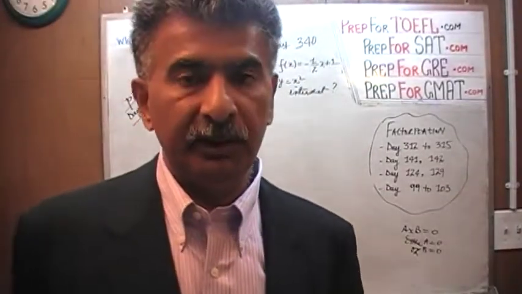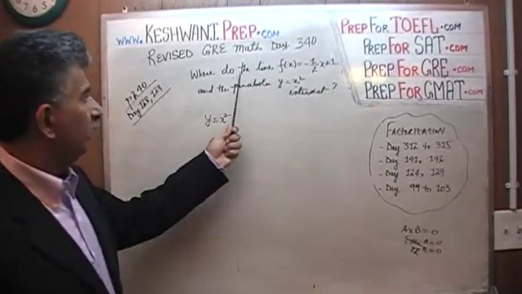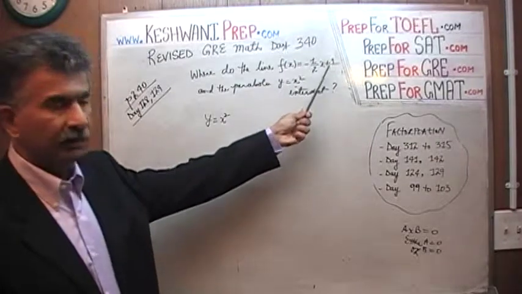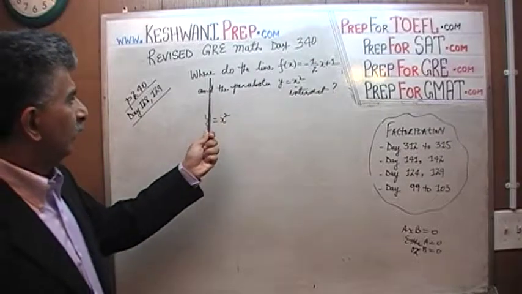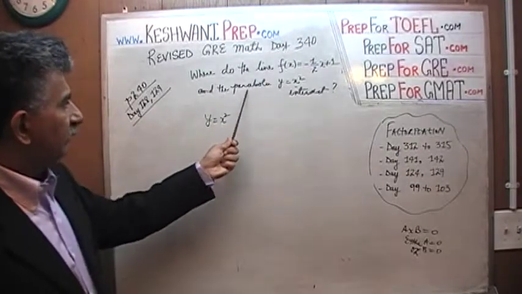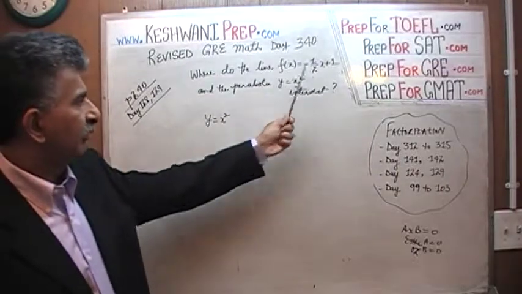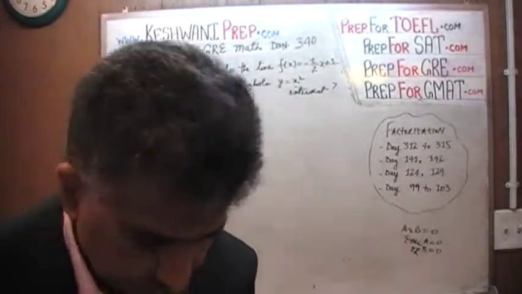Here we're going to put the two problems together and do them in a slightly different version. The problem says, the line f of x equals negative half x plus 1 is obviously a linear equation, therefore it's a line. Where do the line negative half x plus 1 and the parabola y equals x squared intersect? Let's find out.